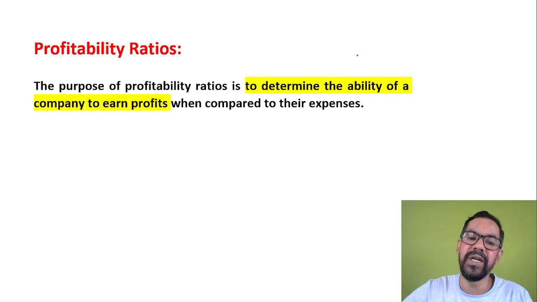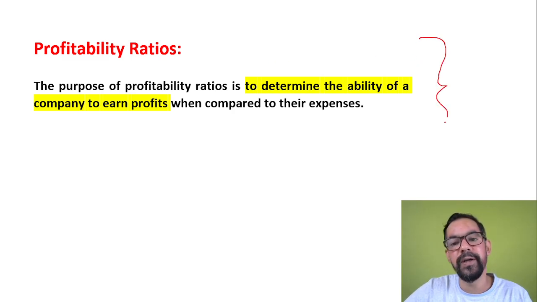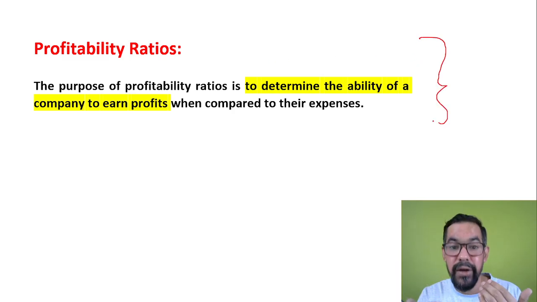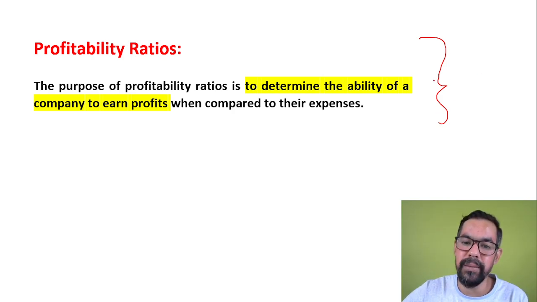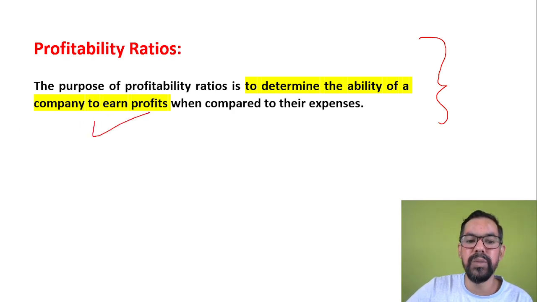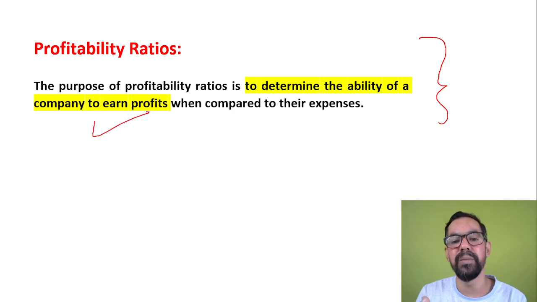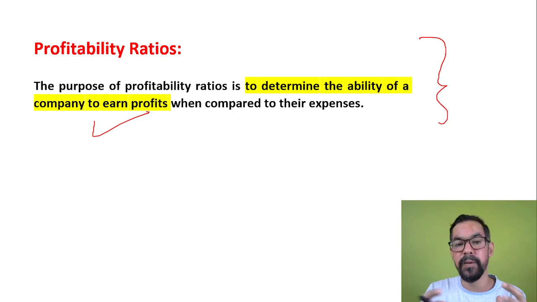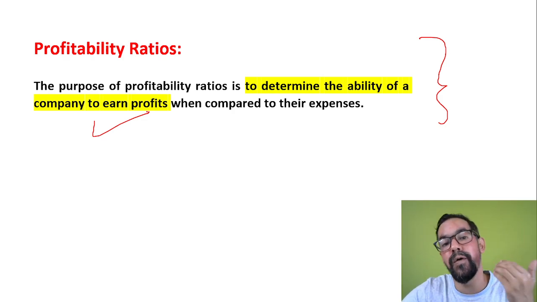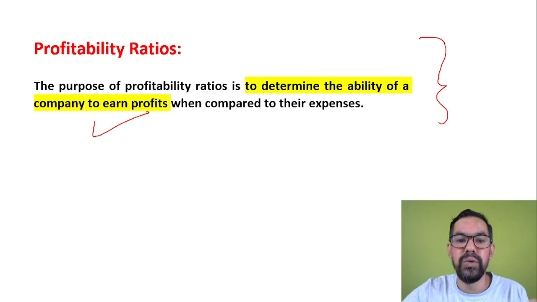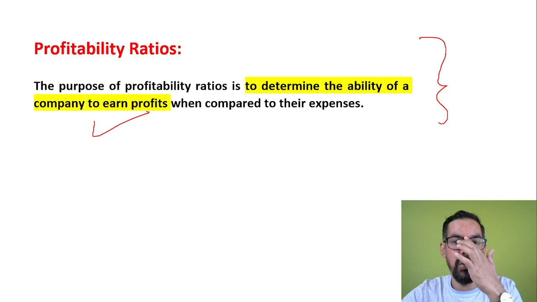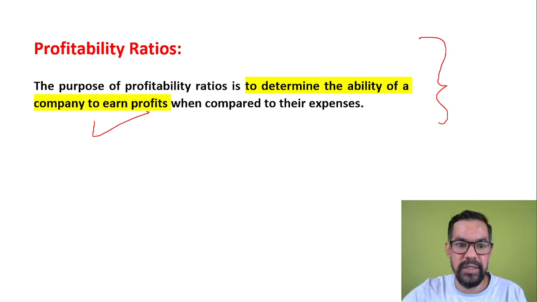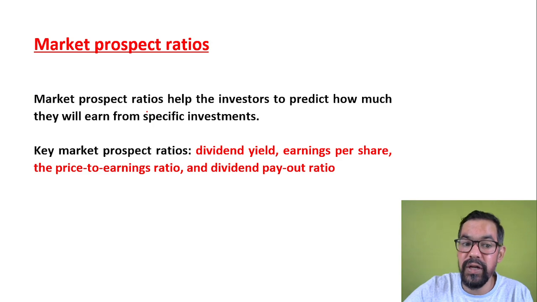Okay, next one, profitability ratio. If you talk about the profitability ratio, it is how that particular firm is generating profit over a period. So it determines the ability of a company to earn profit when compared to its expenses. How you are using your resources, how a company can generate profit, how they are using their assets, what the outcome of these assets is, and how to improve the overall profitability of a firm.